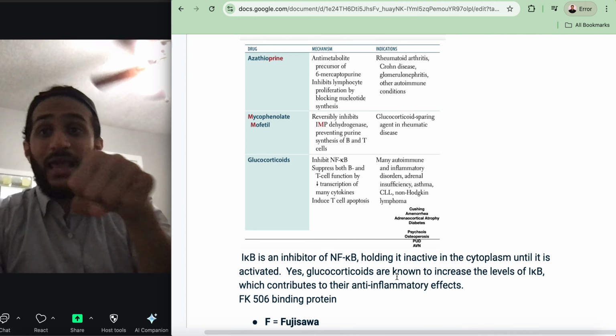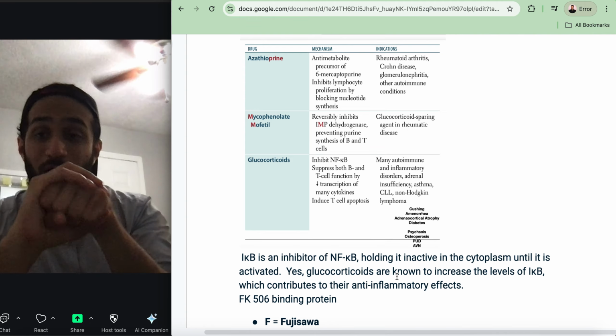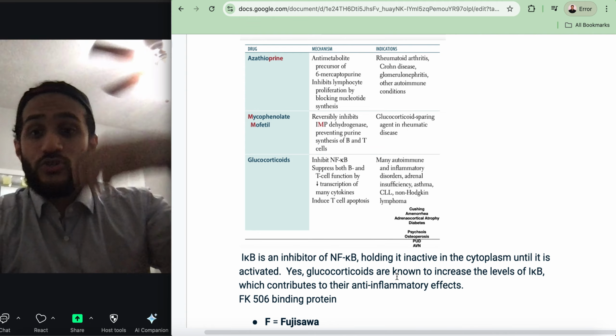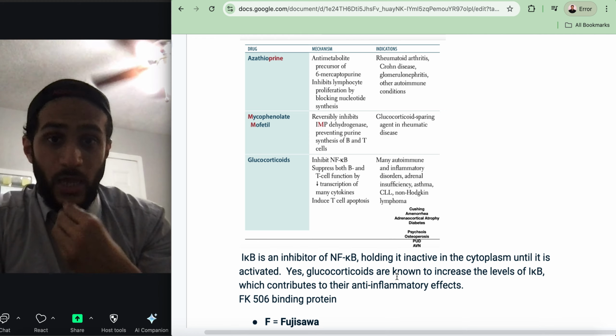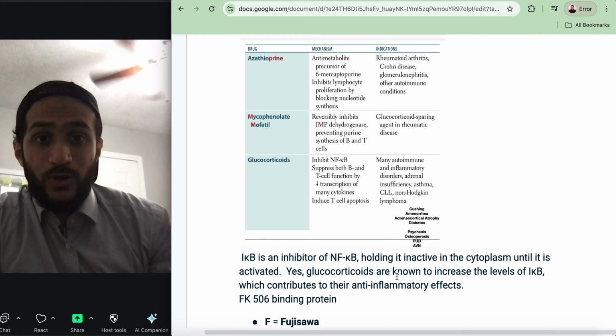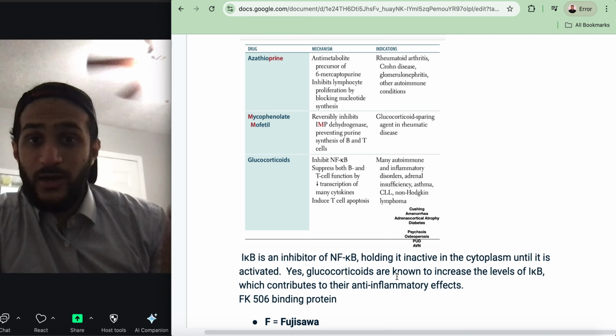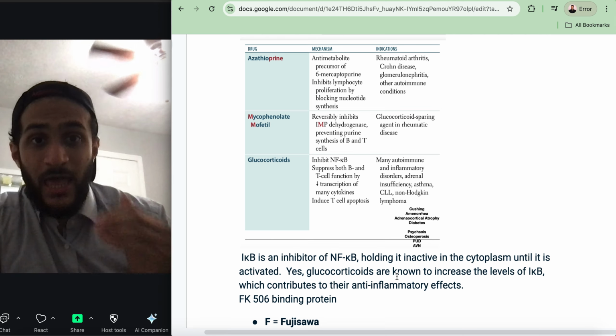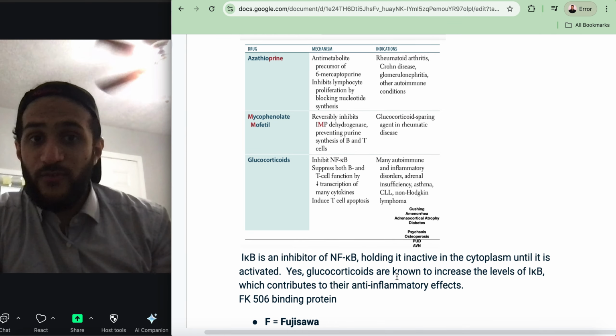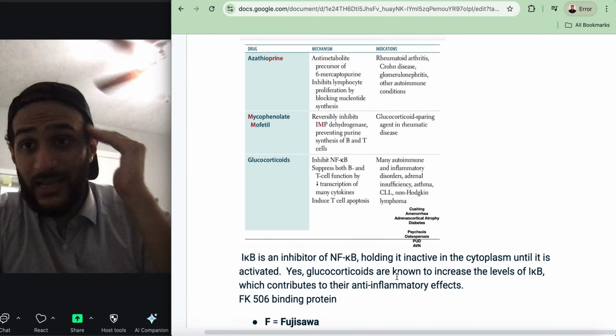How does it do it? It increases I-kappa B, which binds to NF-kappa B and prevents it from going to the nucleus for DNA, RNA synthesis. So that's essentially what you guys want to know. It suppresses B and T cell function, decreases transcription of cytokines, induces T cell apoptosis. It's used for many autoimmune inflammatory disorders, adrenal insufficiency, asthma, CLL, non-Hodgkin lymphoma.